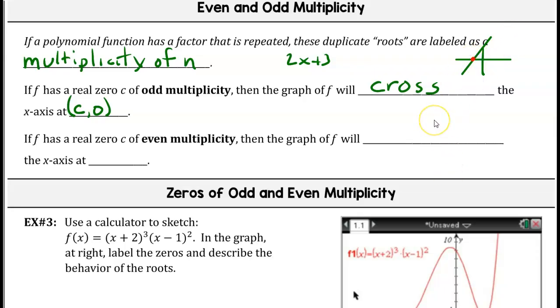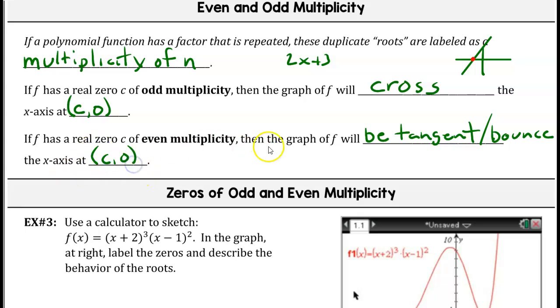Crosses just means goes right through. And the root would be at whatever number that is, comma 0, right? Because anything on this axis is going to have a y-coordinate of 0. Whereas if f has a real zero of even multiplicity, then the graph of f will be tangent, is the mathematical term, or I like to say bounce, off the x-axis at that location.